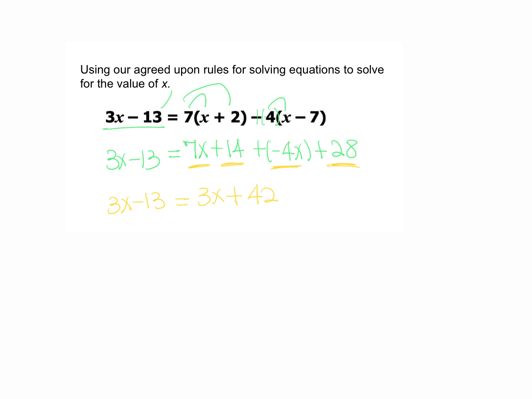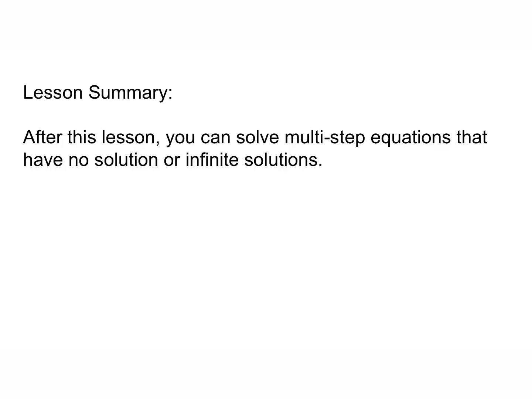We're then going to subtract the 3x from both sides. And we get 42 = -13. And that's never true, so this is no solution. So after this lesson, you can solve multi-step equations with special cases.